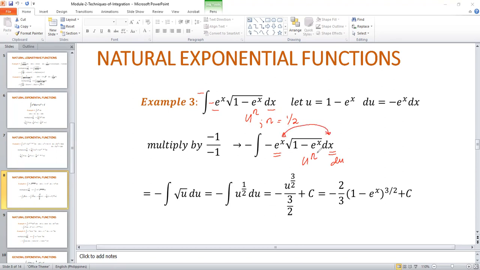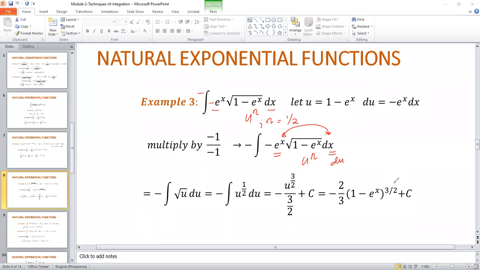So if this is u raised to n, then you need to use power rule for the 1/2. So that will make it 3 halves. The denominator is 3 halves, and you have here the negative sign. So negative, these 3 halves become 2/3 because in here it's in the denominator. Your u is 1 minus e raised to x raised to 3 halves.